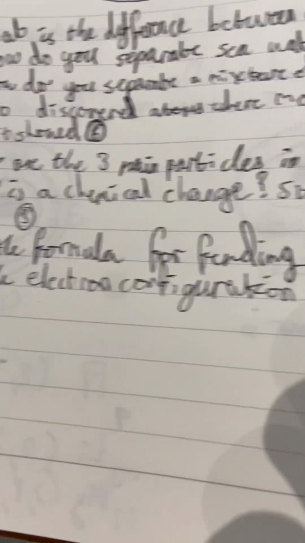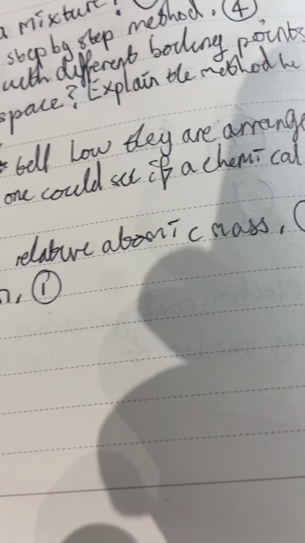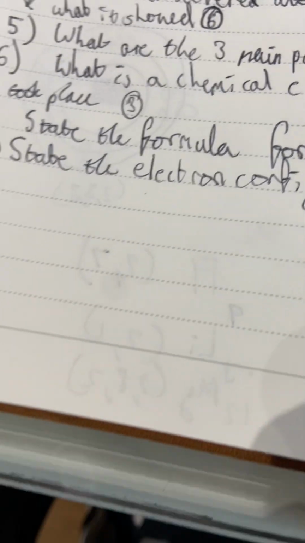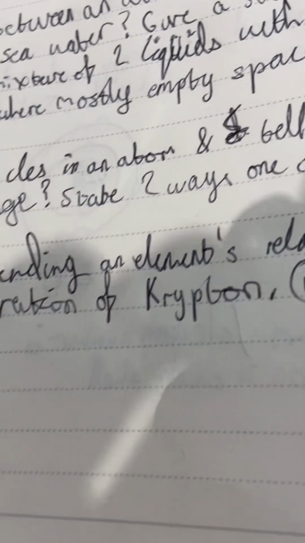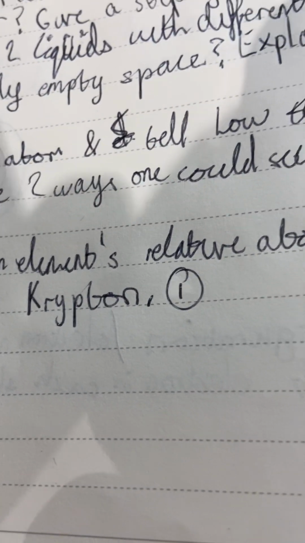Number 7 is state the formula for finding an element's relative atomic mass. This would be worth around 1 mark. And then state the electron configuration of krypton. This would also be worth around 1 mark. Well, we can run through the answers now.